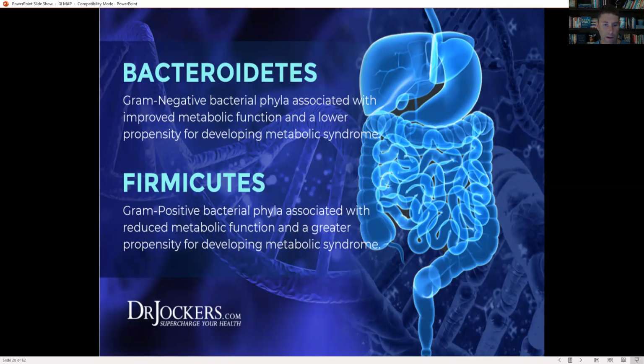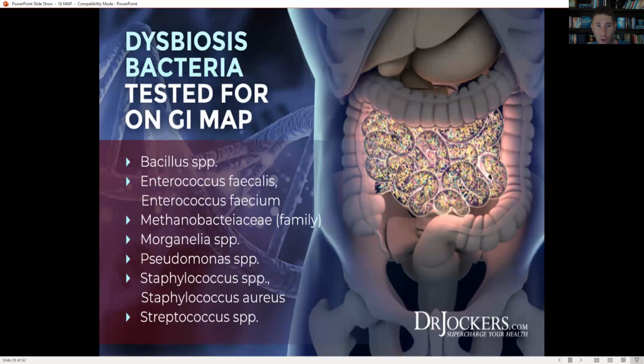So again, gram-negative produce no or low levels of LPS as a byproduct of when they die, whereas Firmicutes produce high levels of LPS. Although both can be problematic at times, when we have more gram-positive, it can be associated with lower metabolic scores.